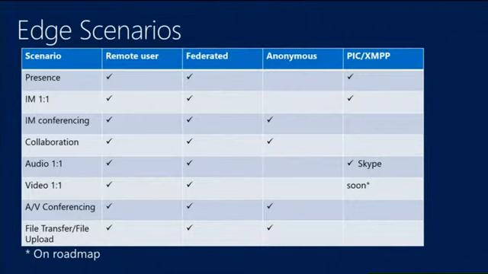We also have the capability to do federation with XMPP. We don't need this XMPP gateway anymore that we had in OCS 2007 R2 and in Lync 2010. It was a dedicated server. You needed to deploy that in your perimeter network. Now, the Lync server can do that natively. You just need to enable it.